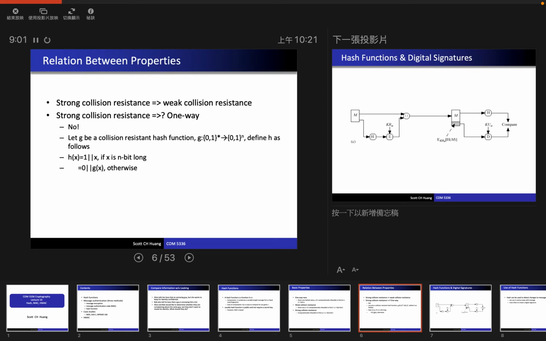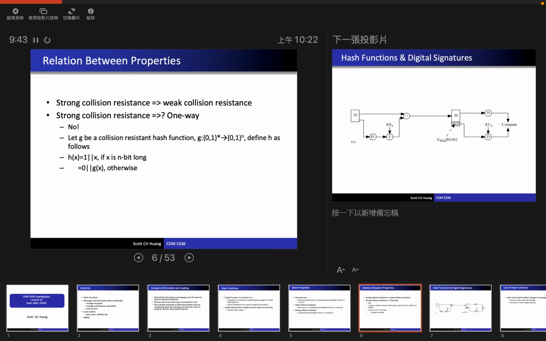So let's define an artificial function h(x). The h(x) consists of two parts. Number one is sometimes it simply applies G. In other cases, it doesn't apply anything. So if x is n bits long, we don't do anything. We just append x at the end of 1. And if it's less than n bits or more than n bits, then it is 0 appended with G(x). We look at this case.